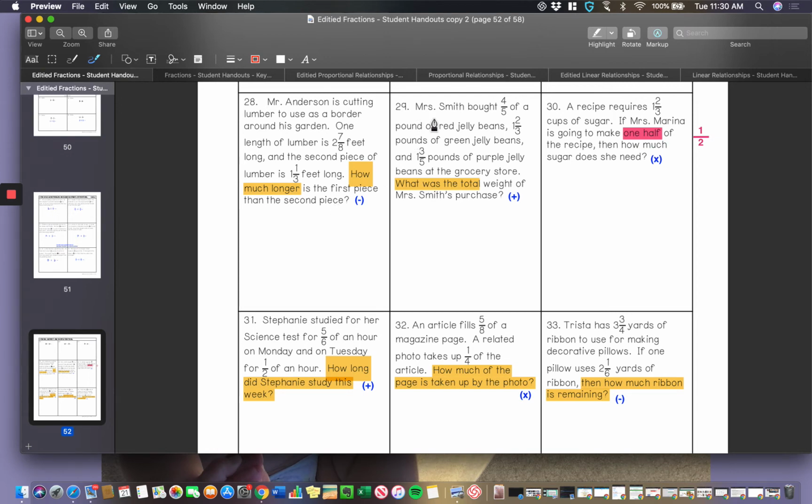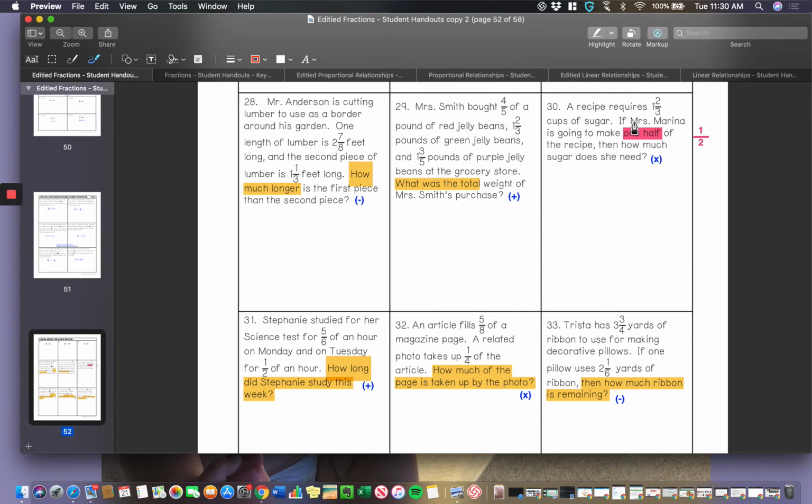Number 29, Mrs. Smith bought 4/5 of a pound of red jelly beans, 1 2/3 pounds of green jelly beans, and 1 3/5 pounds of purple jelly beans at the grocery store. What is the total weight of Mrs. Smith's purchase? Well, we want the total weight of all the jelly beans, which means that I have to add up each bag that she bought.